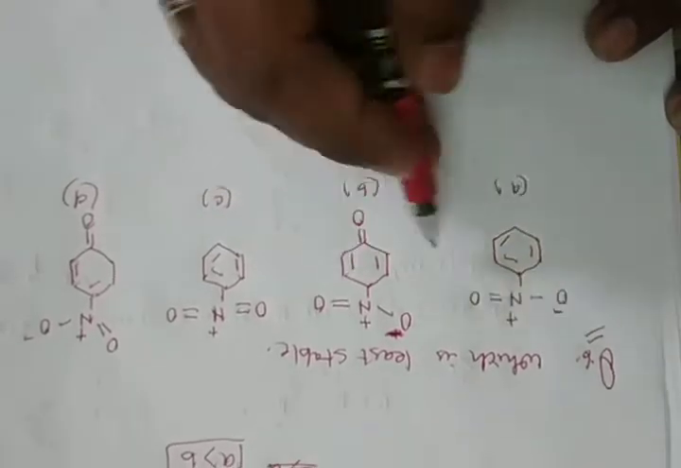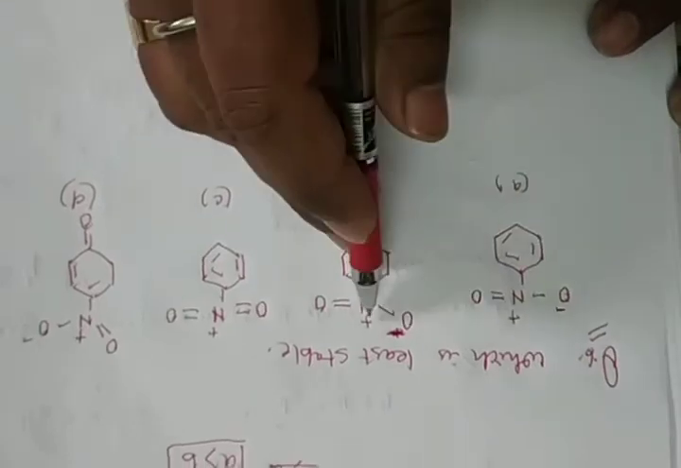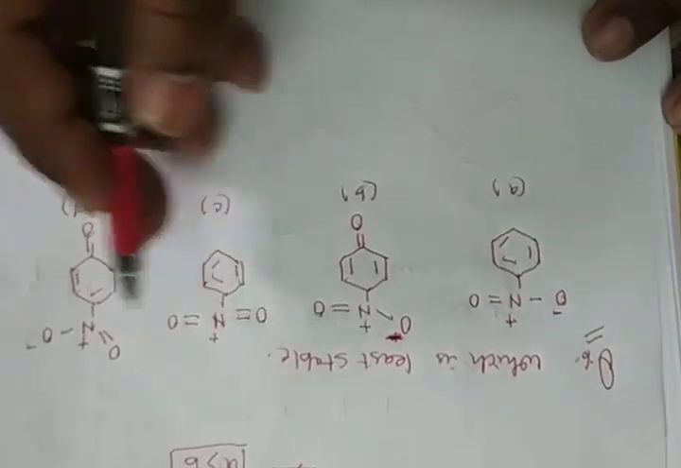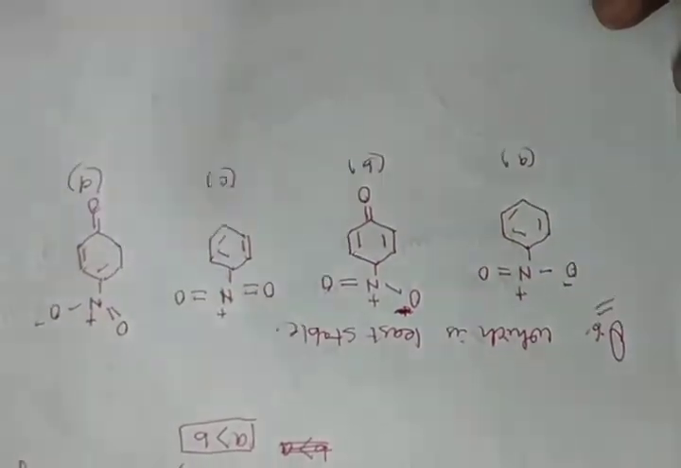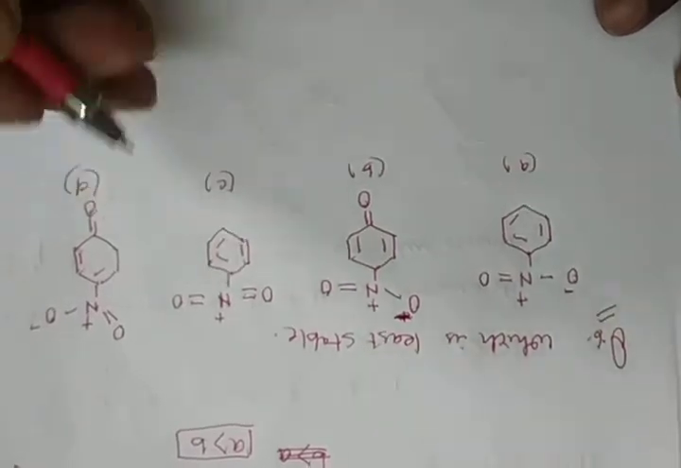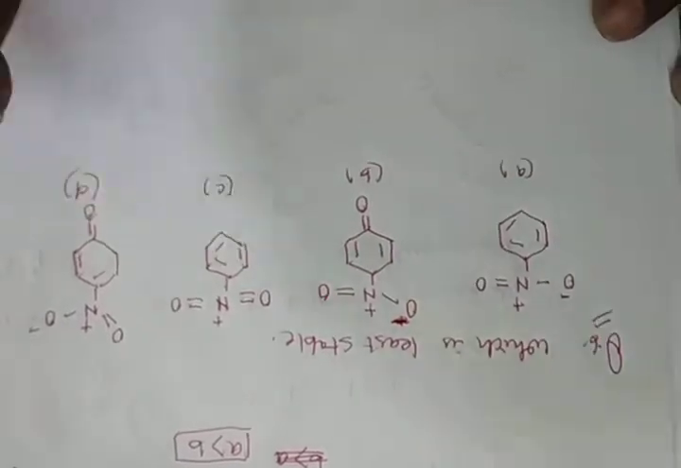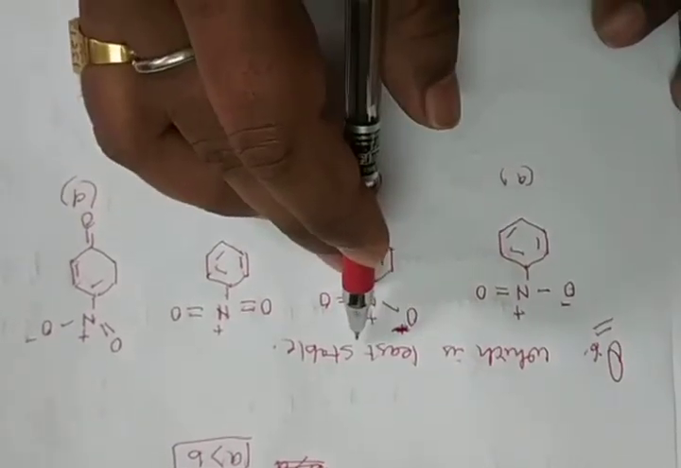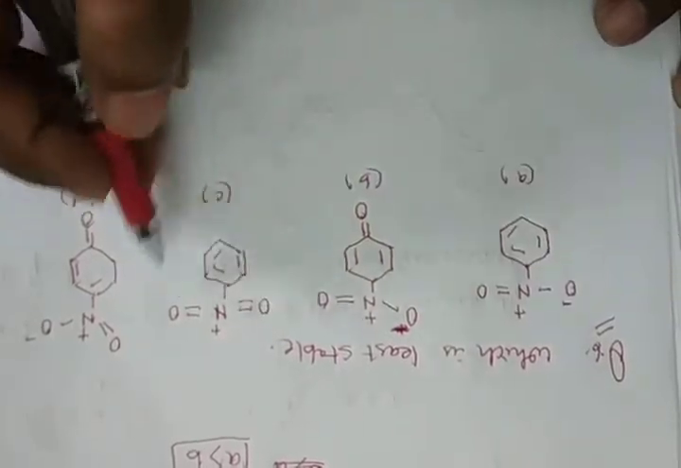So first you check the covalent bonds. 1, 2, 3; 1, 2, 3; 1, 2, 3, 4; and 1, 2, 3. So in this case there are 4 covalent bonds. So the answer is what? The answer is this, but the compound is least stable. Now in this case this one is more stable.